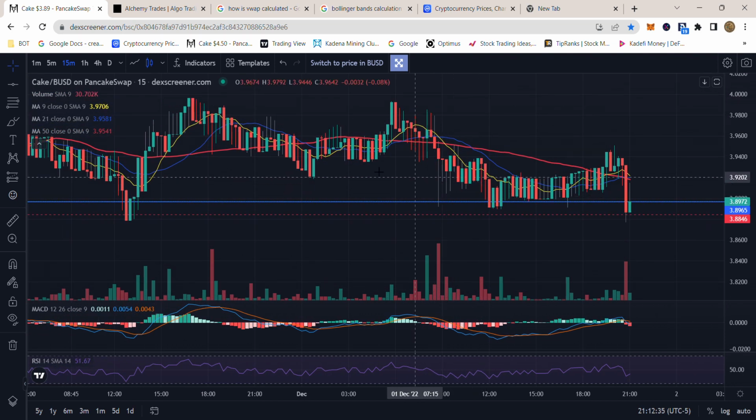So moving averages, a couple of very simple things. Your 9 MA is basically 9 candles back of your average pricing, and this is what's been going on with it. Then the 21 and the 50 the same way.